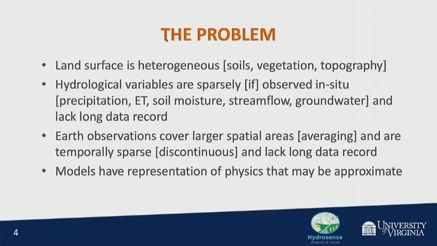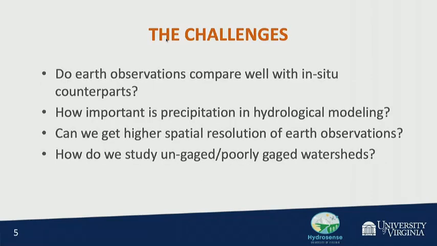And currently, the 3 big ones at NASA, GPM for precipitation, MODIS on Aqua and Terra, and SMAP, are all going to end their lives soon. It's not a question of if, it will be a question of when. After that, we don't have continuity. And that's actually the topic of my front page newsletter for February in AGU Hydrology. Models have representations of physics, but they may be approximate. So, what do we do?